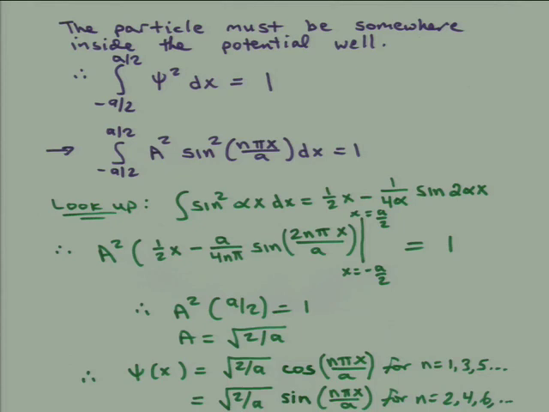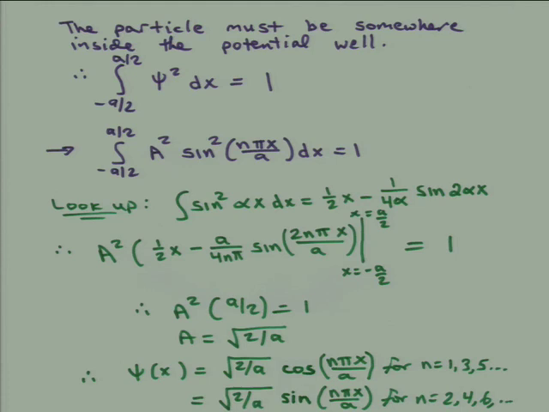Evaluating between minus a over 2 and a over 2, this term goes away, and I'm just left with a half x over there, which gives a over 2. So a squared times a over 2 has got to equal 1. That tells me that the constant is just a number. It's the square root of 2 over a. And so then I get to write down the final form for the wave function. Psi of x equals root 2 over a cosine n pi x over a for odd integer values of n. And it's equal to root 2 over a sine n pi x over a for even integer values of n.